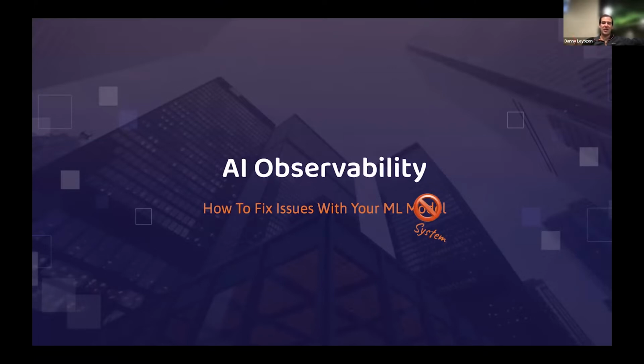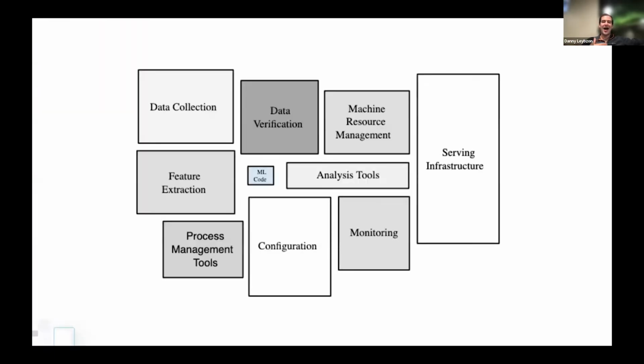Because at the end of the day, in order to get business value out of a machine learning model, in order to be able to really justify to the business why machine learning is useful, you need a lot more than just the model. You need an entire system built around the model.